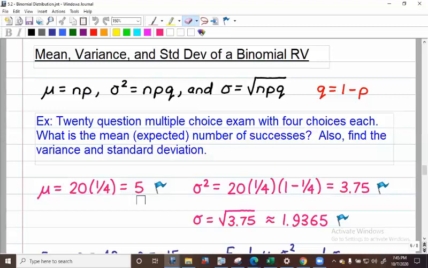So what's that telling us in the scheme of things here? This means on average, when you guess like this, no one's expecting you to not get any of them right. But in theory, you should get about 5 out of 20 right. Because if you have a 1 out of 4 chance on any one question, that means about 1 out of every 4 questions you should get right. Does that make sense? So you should get about 5 right.